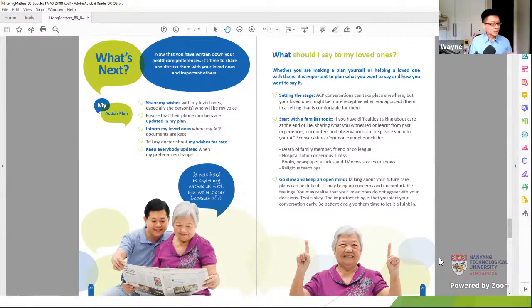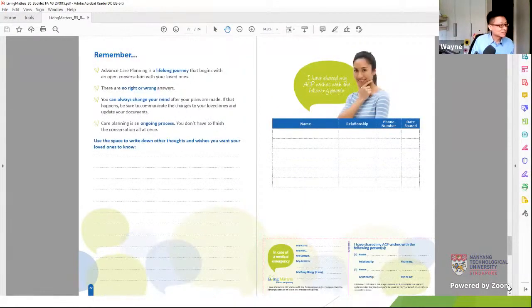Third point, go slow and keep an open mind. Talking about your future care plans can be difficult. You realize your loved one may not agree with your decision, which is okay, right? So we should move on a bit more first. Remember on the left side, ACP is a lifelong journey, no right or wrong answers. You can always change your mind after you make your plans and it's ongoing.